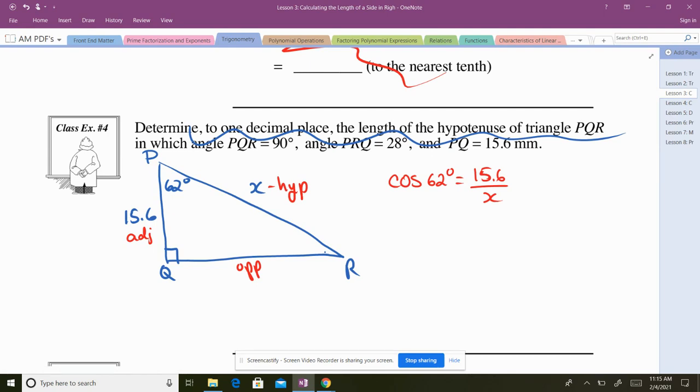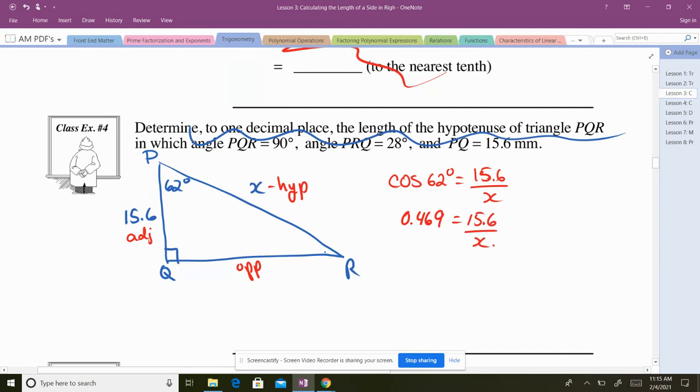Next step. So what is that? Decimal, what is it? We'll just use the 3. 0.469 equals 15.6 over x. So we get to that point.